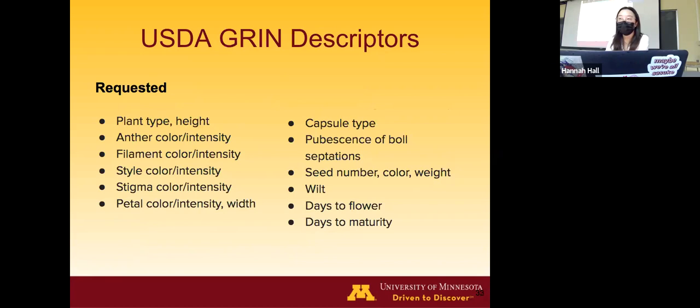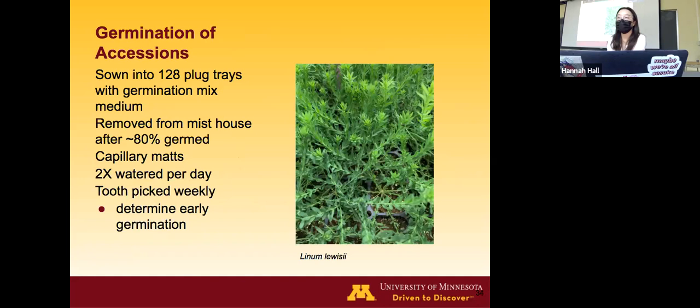So we germinated all of the accessions that they provided us, and we sowed those into 128 plug trays with germination mix medium. So they were placed into the mist house and then removed once about 80% of the seeds had germinated. And then we placed them onto capillary mats where they were watered twice a day, sometimes more depending on how dry the trays got. And then we toothpick them weekly to determine early germination.